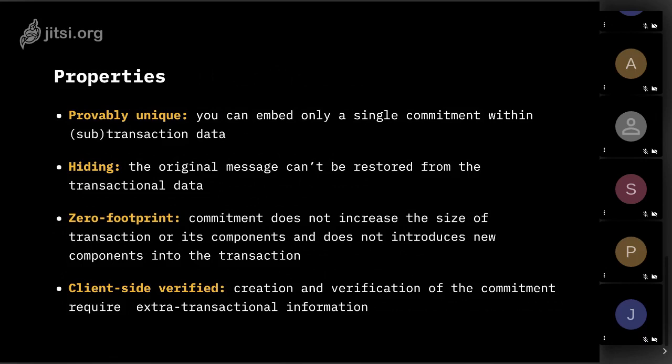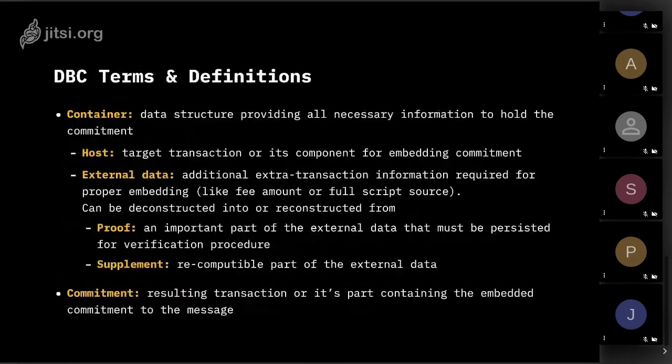So creation and verification of the commitment, in terms of client-side verification, requires extra transactional information. It's important to understand that the terms related to Bitcoin commitments are not part of RGB itself. They are part of the underlying protocol. In RGB itself, we sometimes reference them, but they are not a part of the RGB spec, just to distinguish these things. So in terms of deterministic Bitcoin commitments, we have a container and a commitment.